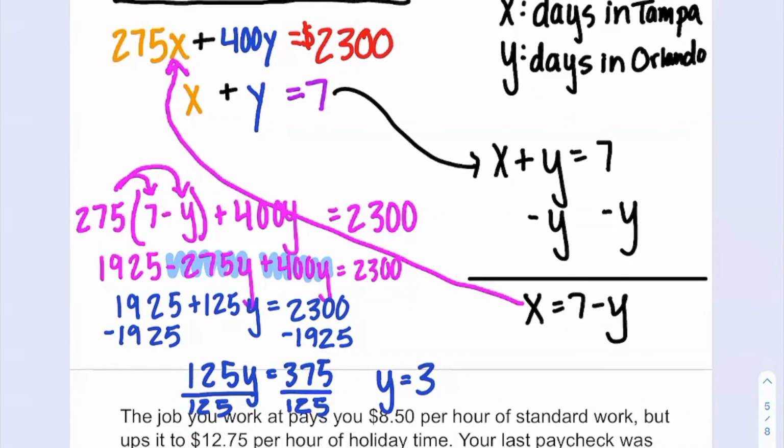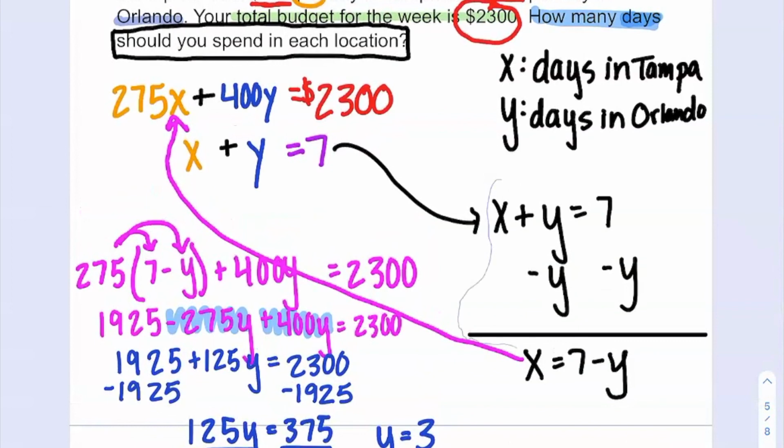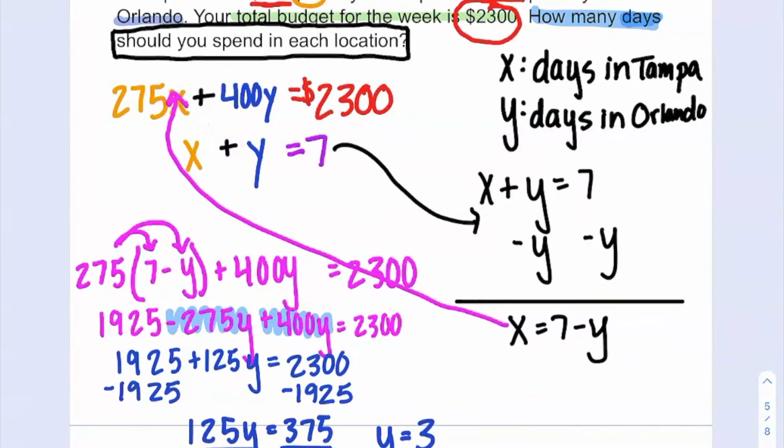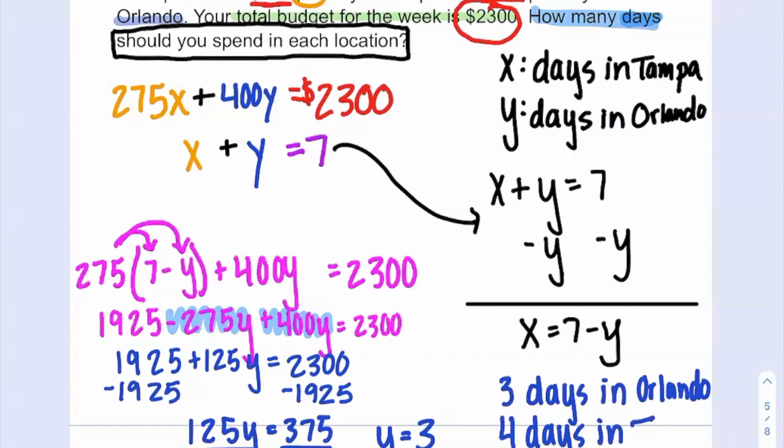Now with word problems, the biggest thing is to ask yourselves, what does that 3 represent? So you go back up and see that my Y value stood for days spent in Orlando, which means that if I want to be in Florida for 7 days, but I only want to spend 2,300, I'm going to have 3 days in Orlando. And how many days do I have in Tampa? Well, 7 minus 3 is 4. So 4 days in Tampa. Your word problem should always give an explanation for the solution, okay?